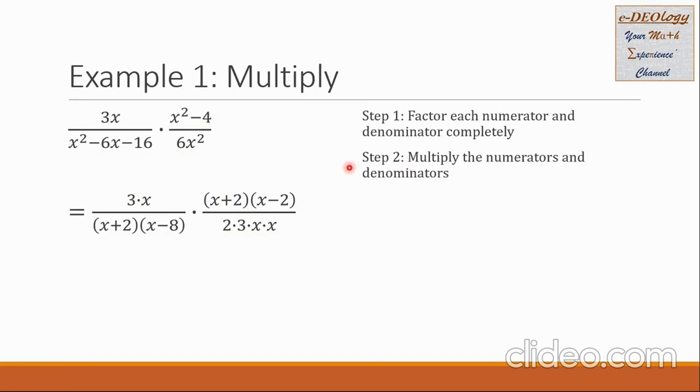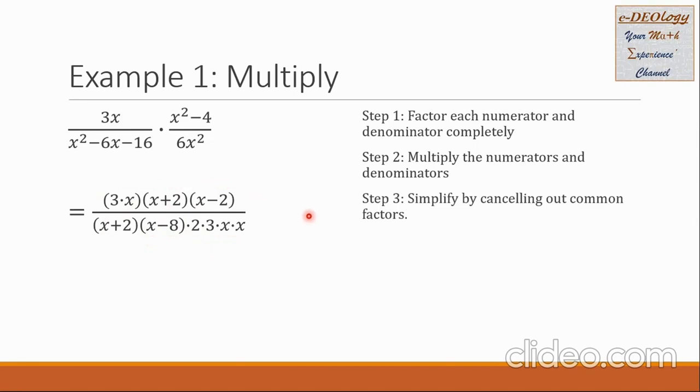In step 2, we will multiply the numerators and denominators. So it is like we're going to combine all numerators as 1 and also all denominators as 1. So it will be like this. The 3 times x times the x plus 2 times x minus 2 in the numerator. In the denominator is the x plus 2 times x minus 8 times 2 times 3 times x times x.